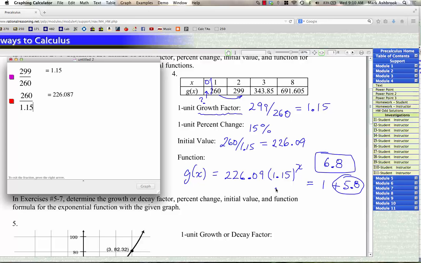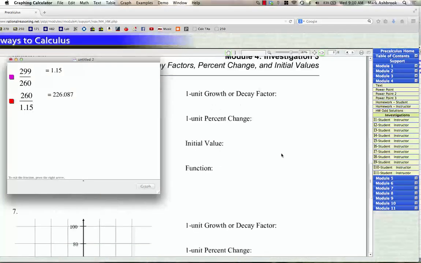Question on number 4. Jad, did that clear it up? Or was it Danny? Yeah, 4. That cleared up? Yeah.